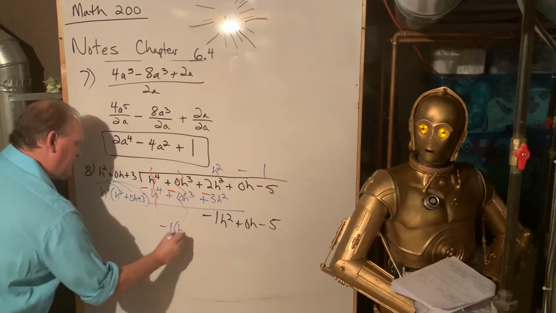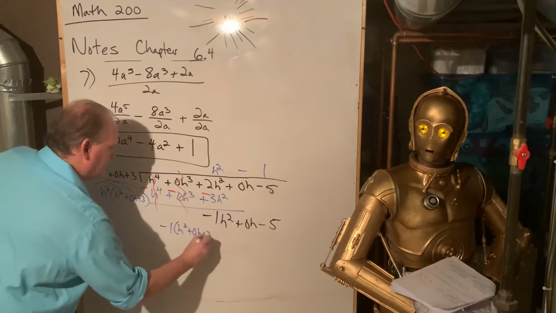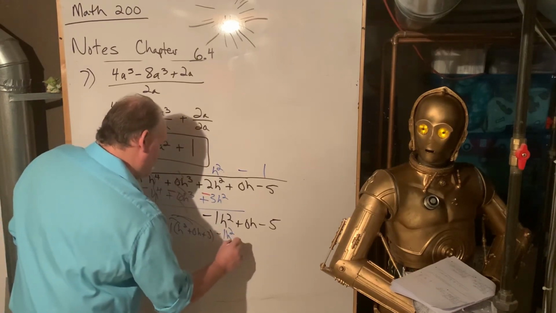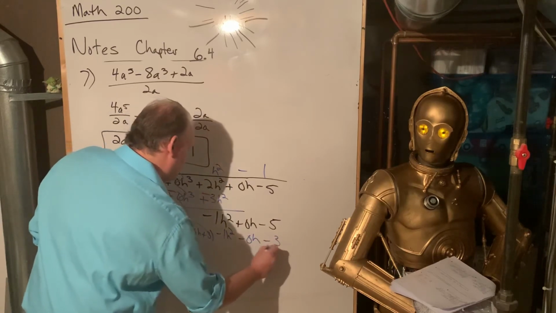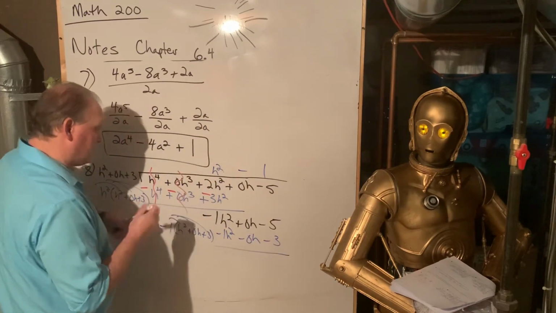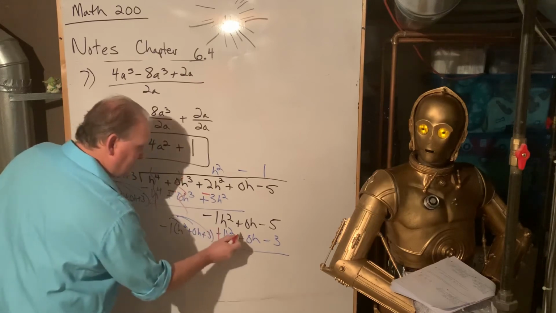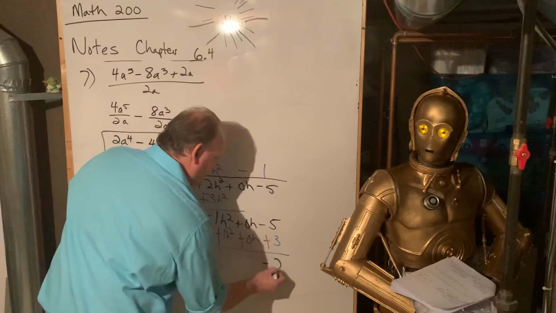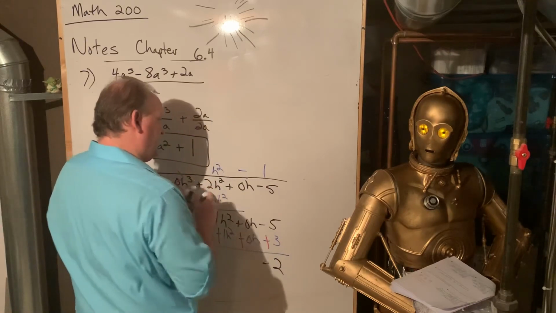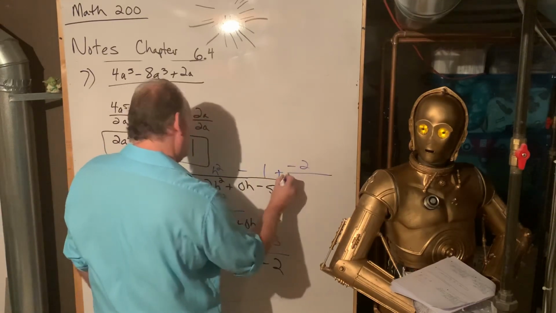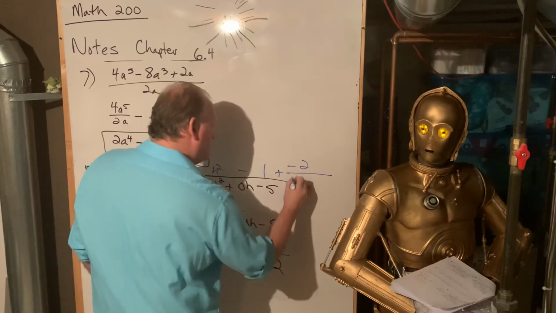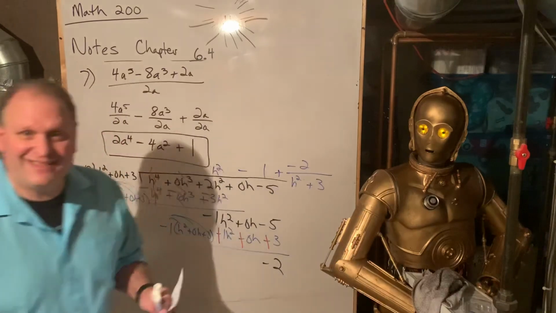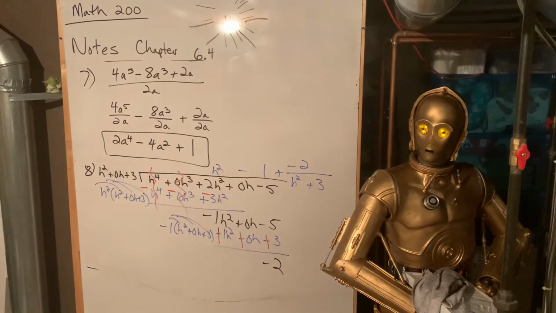And so multiply by negative 1. Negative 1 times h squared plus 0h plus 3. Distributive property. Negative 1 h squared minus 0h minus 3. And change all the signs. Remember to change all the signs. So that's a plus, that's a plus, that's a plus. We end up with negative 2. And so that's our remainder, plus negative 2 over h squared plus 3. Okie dokie, that's it for 6.5.